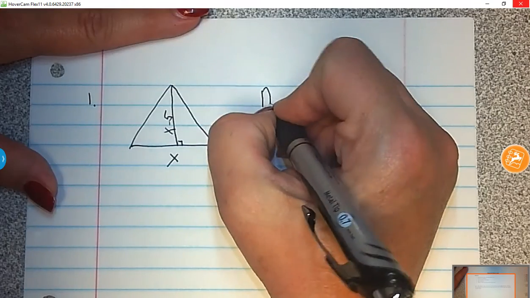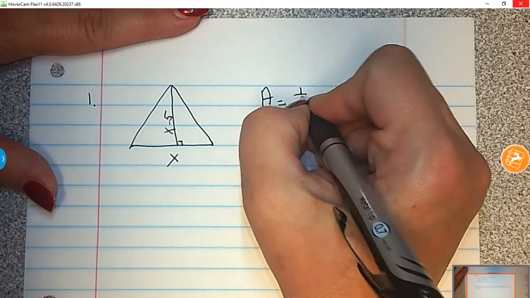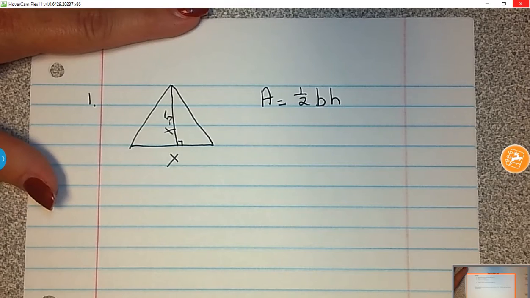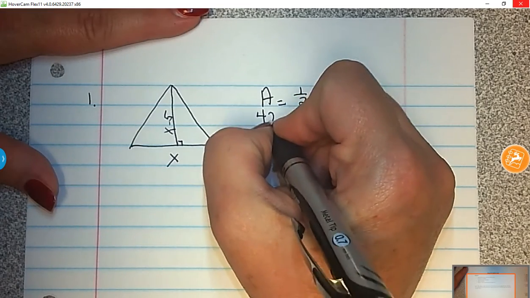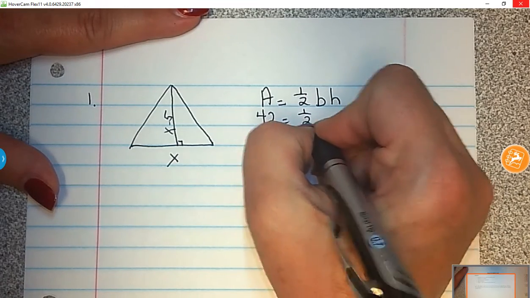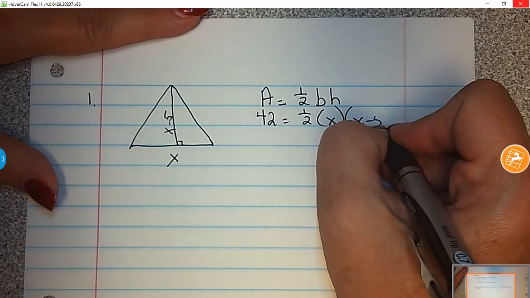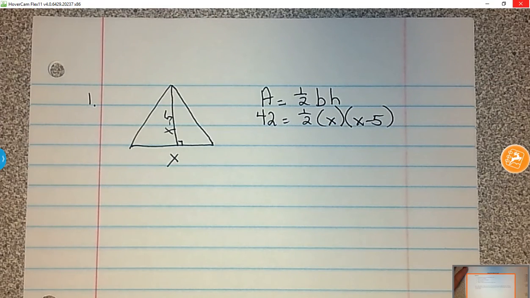Well, the formula for finding the area of a triangle is 1/2 times base times height. And then I'm just going to plug in what I know. Area, they told me it's 42. The base of this is x, and the height is x minus 5. And now you just solve the equation.